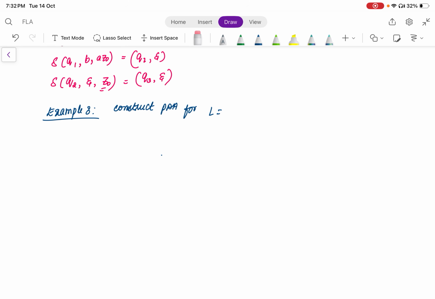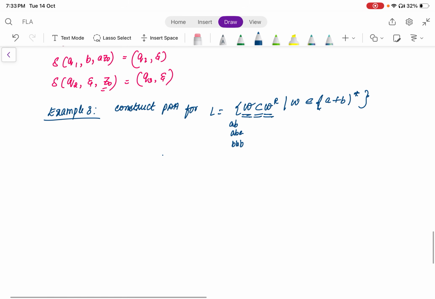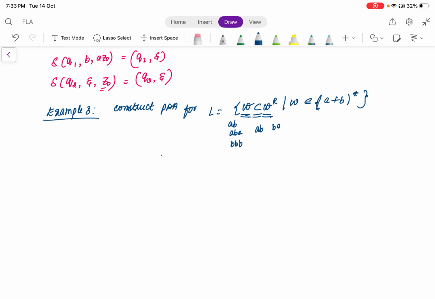So the next example is construct a PDA for the language W C W power R, where W belongs to any combination of A or B, zero or more. So this W is any string. It can be A, B, A, B, A, B, B, B, etc. This C is a center marker, or otherwise you can call it a separator. After this, everything that comes is the reverse of W. So if W is AB, the reverse of W will be BA.